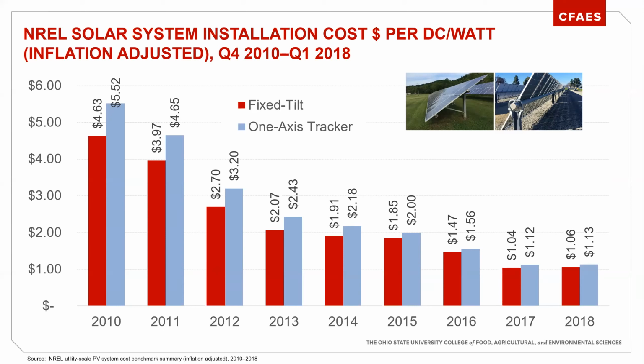And these numbers represent kind of a flip-the-switch perspective. So this is an all-in cost per DC watt. These costs represent the sales price that you're going to pay to a developer or an installer for this system. So it has all of the equipment, profit and overhead, interconnection, engineering and permitting. All of these costs are included with this number.